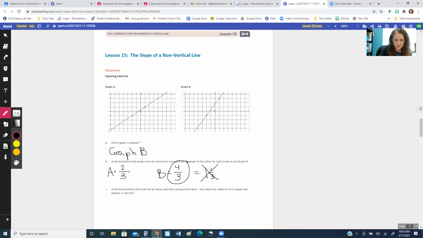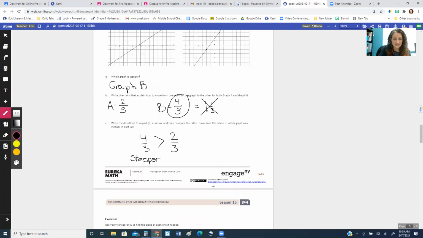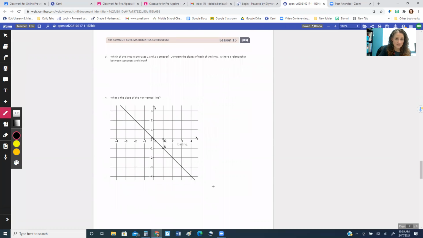Okay, so let's look at this though. Write the directions from part A and B as ratios. We kind of already did that. And then compare the ratios. So 4/3 is bigger than 2/3, which makes sense because graph B was steeper than graph A. And that's it. And then the rest is you just have to tell me what the slope is.